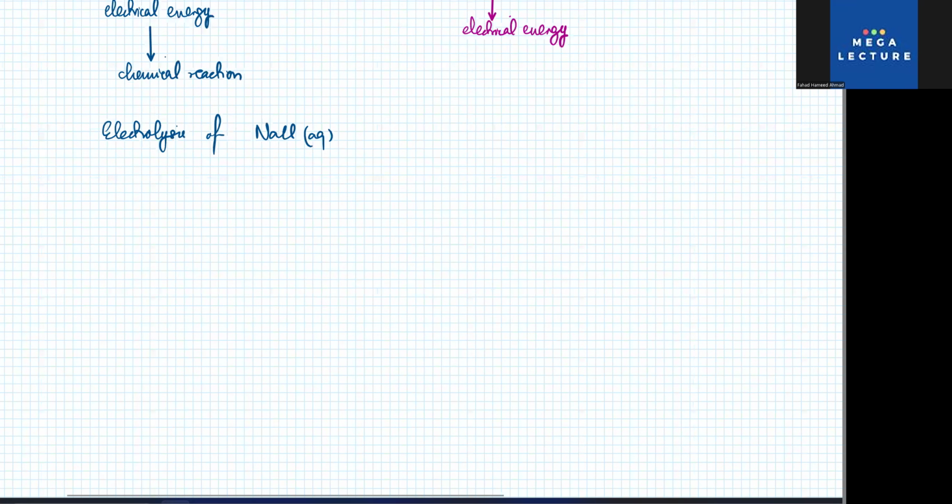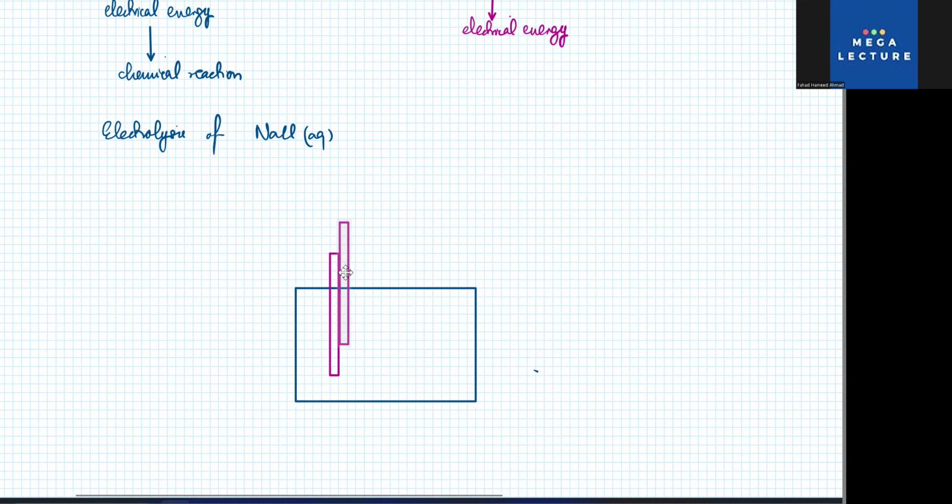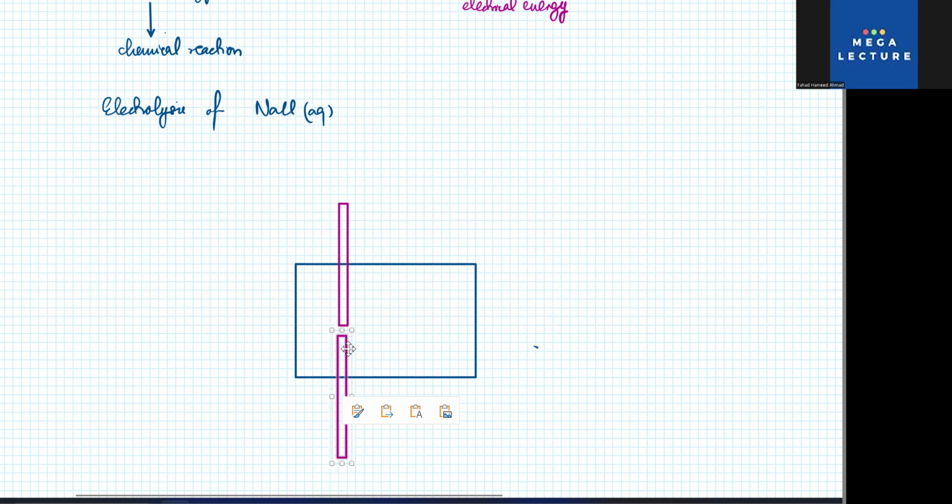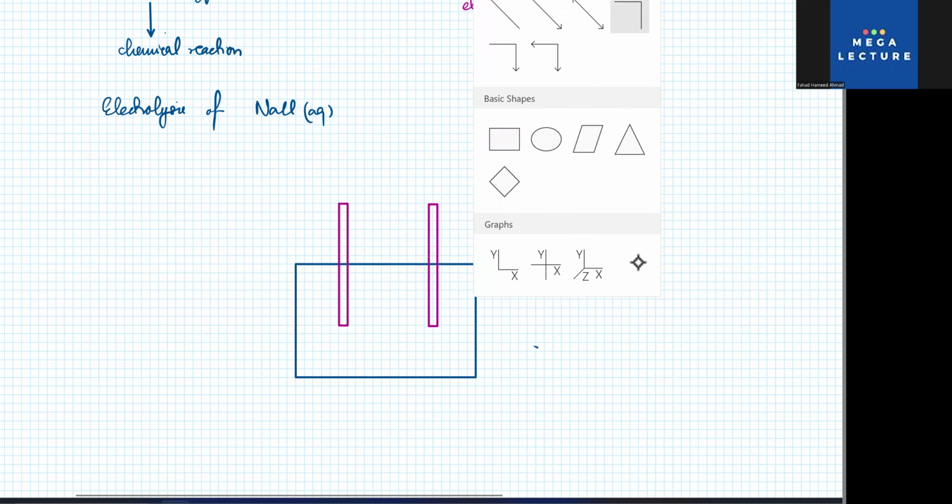So I'll have a beaker, and that beaker will have two electrodes in it. One of them will be the cathode, the other one will be your anode. Let's say that's my cathode, and let's say that's my anode.